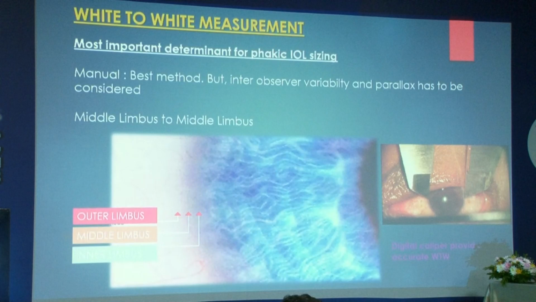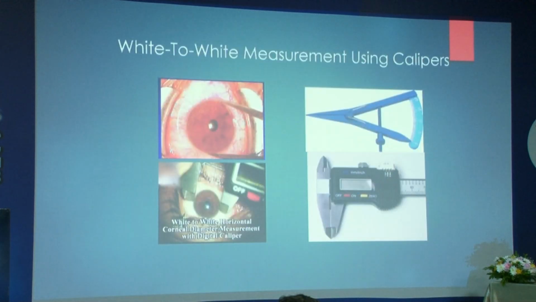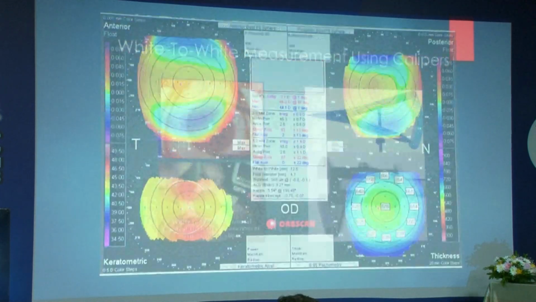Manual is the best method, but there is a high inter-observer variability. You need to order a digital calipers, which we'll be showing you in the video that follows, and parallax has to be considered. What you need to do is take the reading from the mid-limbus to the opposite side mid-limbus, not the outer, not the inner, middle of the limbus. And you need to take 3 readings so that you can send them for the sizing. So you should not be using regular manual calipers, because you will need a digital one.